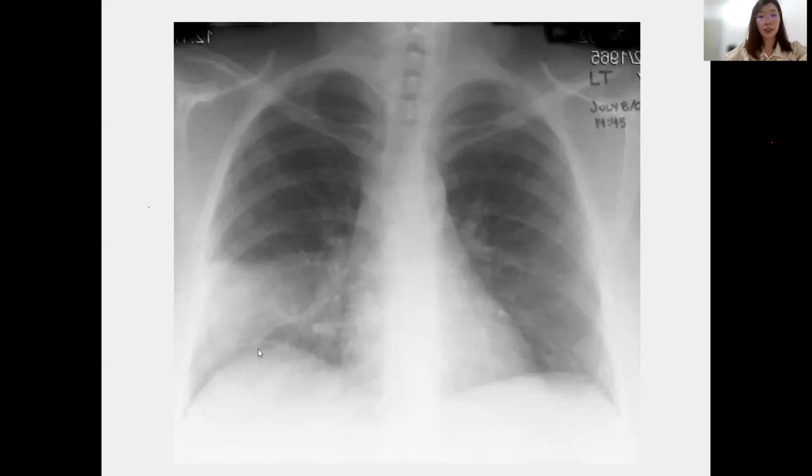Why? Because it's slightly obscuring the right hemidiaphragm, but the right heart border is not obscured. Somebody answered middle, but no, the left side is okay, only the right side. Always remember, if something happens in the lower lobe, the hemidiaphragm will be obscured, but not the heart border. If the heart border is obscured, then something is happening in the middle lobe on the right side. In this X-ray, the right heart border is clearly seen, while there's some obscuration of the hemidiaphragm. So this is right lower lobe consolidation.